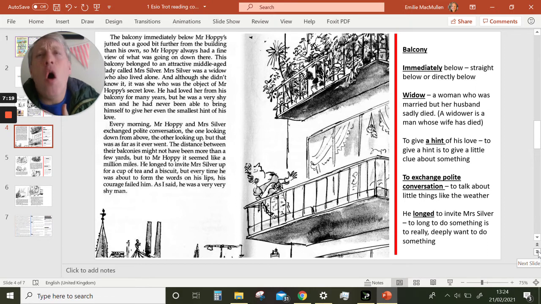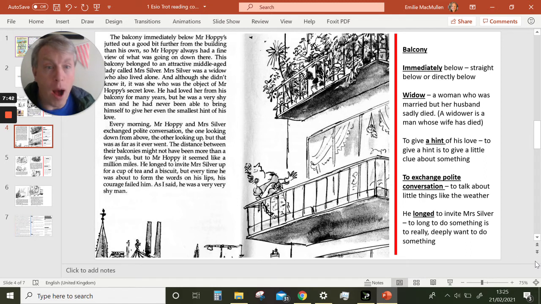He longed to invite Mrs. Silver up for a cup of tea and a biscuit, but every time he was about to form the words on his lips, his courage failed him. As I said, he was a very, very shy man.